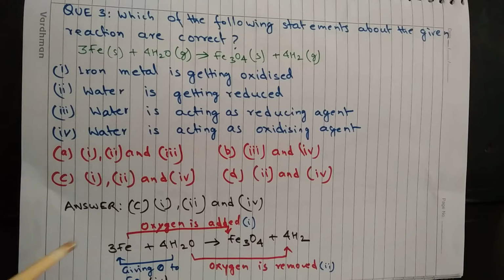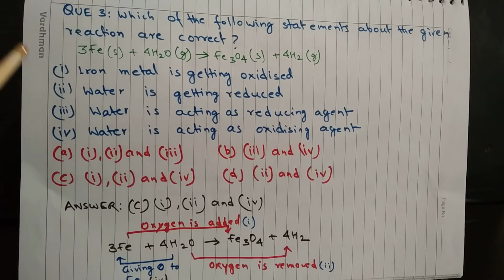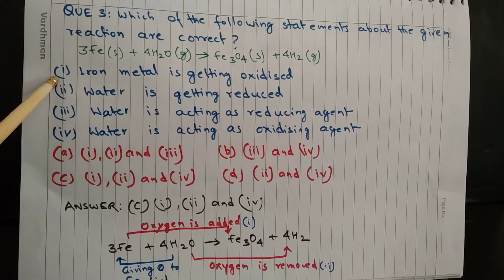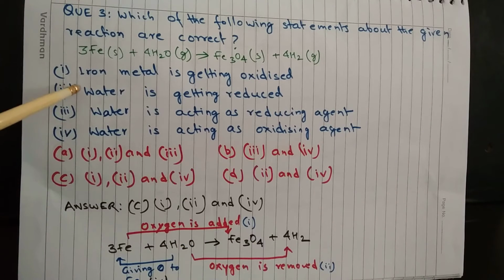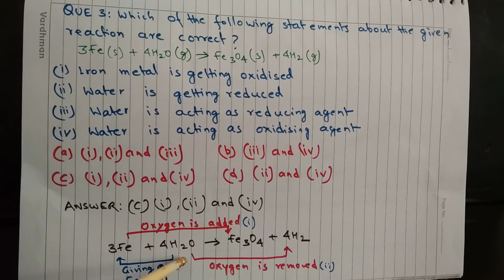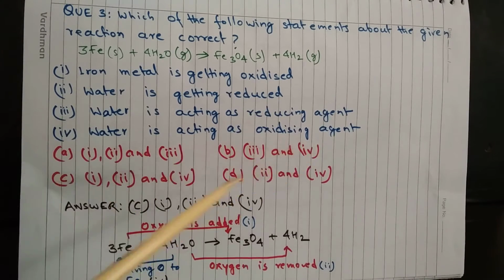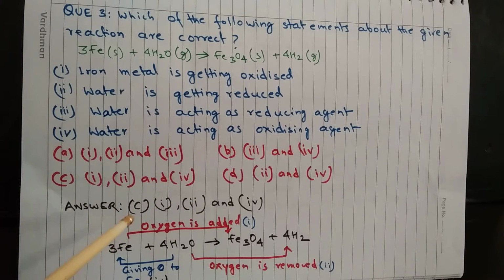In this equation, oxygen is added to iron, so iron is getting oxidized. So statement 1 is correct. Oxygen is removed from water, so water is getting reduced. So statement 2 is correct. And water is providing oxygen for oxidation of iron, so water is acting as oxidizing agent, and that is why C is the correct answer, 1, 2 and 4.